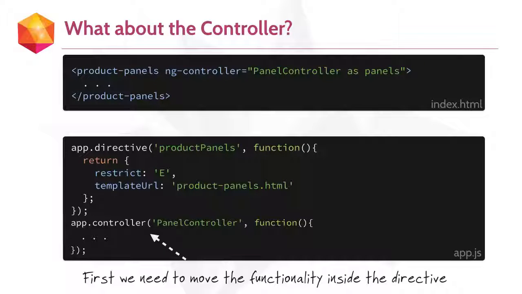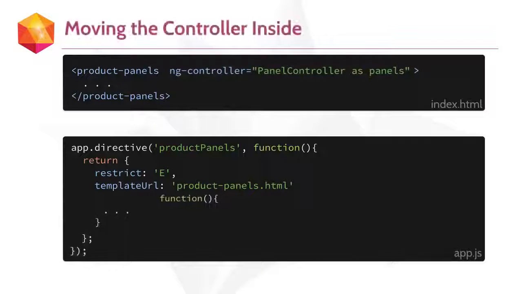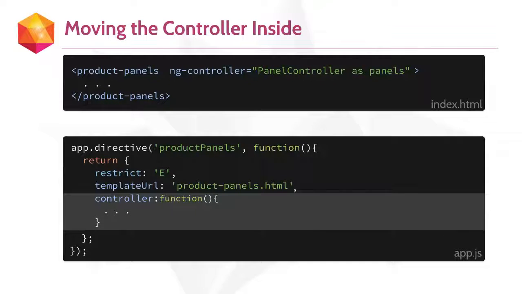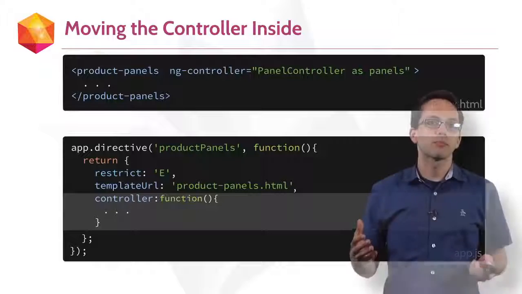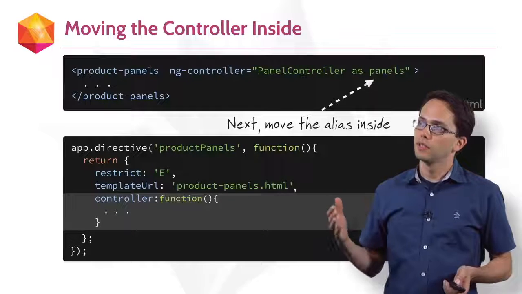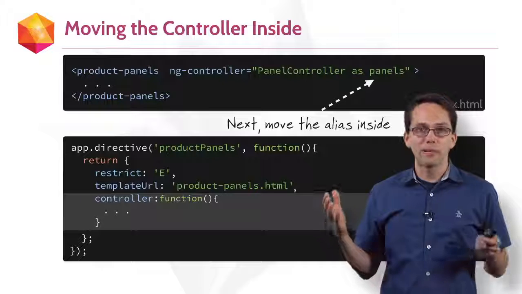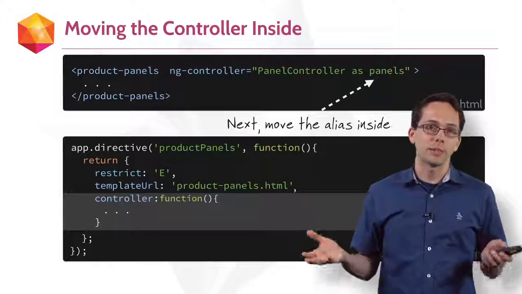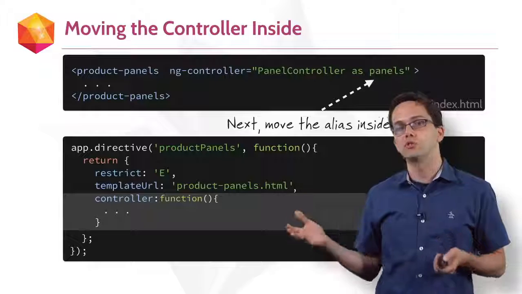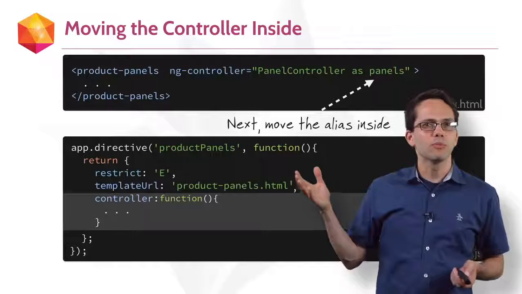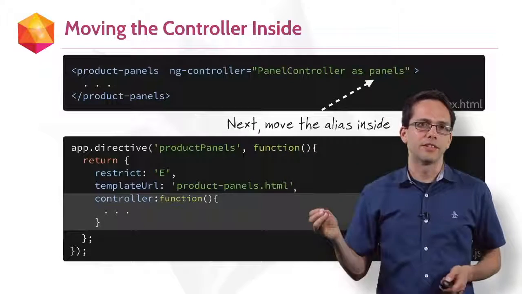Now, how do we move the controller into the directive? Well, first things first, we're going to move the functionality of the controller into the directive using the controller keyword. So we have our product panels directive with our panel controller, and it works fine. We would just have to remember every time we add this product panels directive to also include this controller. So how might we move this controller inside the directive?